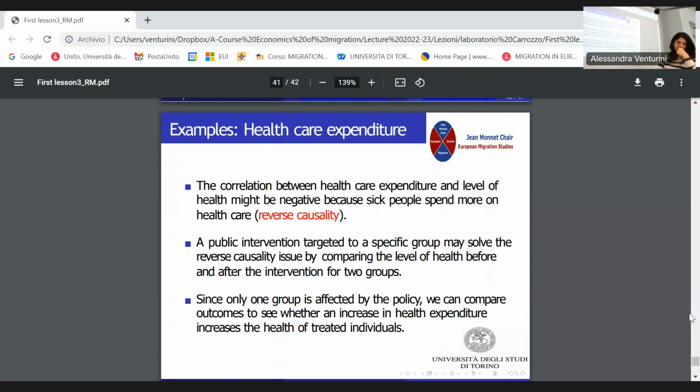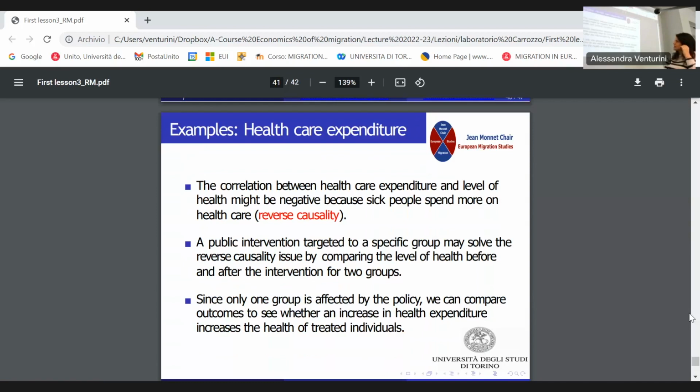This is an example of health, but we have many. The correlation between healthcare expenditure and the level of health might be negative because sick people spend more on healthcare. While you would expect instead that higher expenditure on healthcare reduces the mortality, reduces the disease in the population. But the relationship can be reversed.